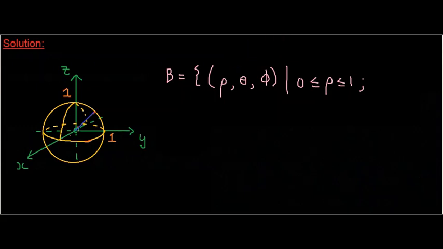Then theta is defined in the same way as it is for polar and cylindrical coordinates. Of course, it's the angle measured clockwise from the positive x-axis in the xy plane. And it's clear that since we're dealing with a sphere, theta extends right around, in other words, from 0 to 2 pi.